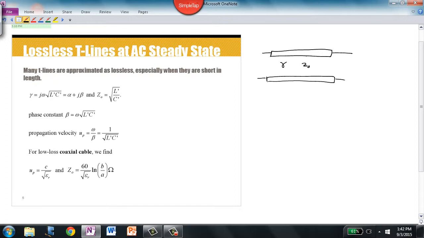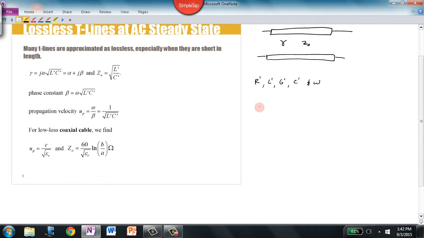line. And if you recall from our earlier discussions, both of those can be calculated from the distributed parameters and angular frequency. So if I know R prime, L prime, G prime, C prime, and omega, I can calculate both of these from two pretty simple equations. The complex propagation constant gamma is just the product of R prime plus j omega L prime times G prime plus j omega C prime.